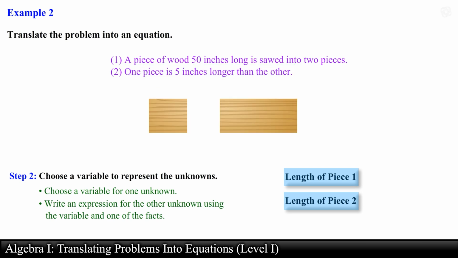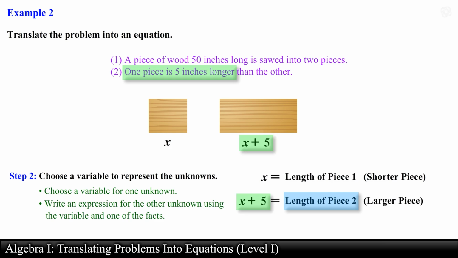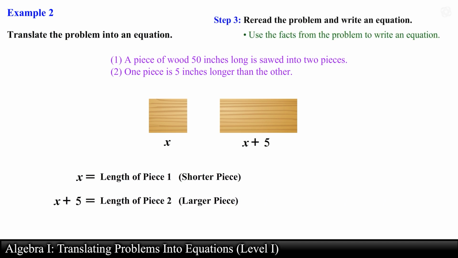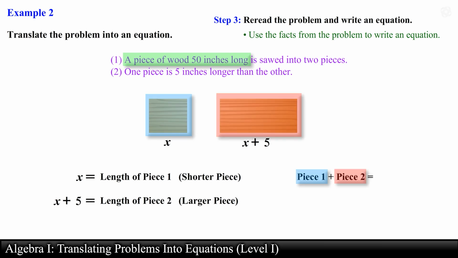Looking at the facts from both sentences, we have no information or relation about the smaller piece, so we will assign the variable x to the shorter length. Having assigned a variable to the shortest length, we can use sentence 2 to denote the largest length as x plus 5. Now that we have algebraic expressions for both unknown quantities, we are ready to translate this word problem into an equation. From the first sentence, we know that the original length of this piece of wood was 50 inches. This means that if we were to add the smaller and larger piece, it should equal 50 inches.